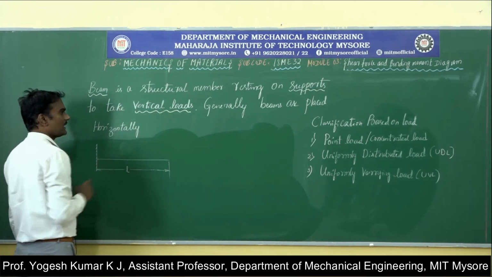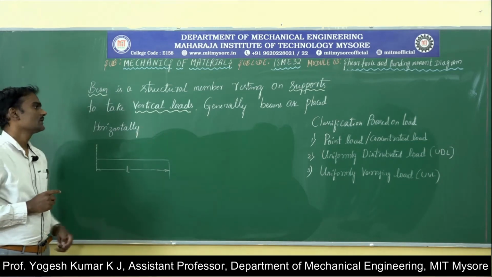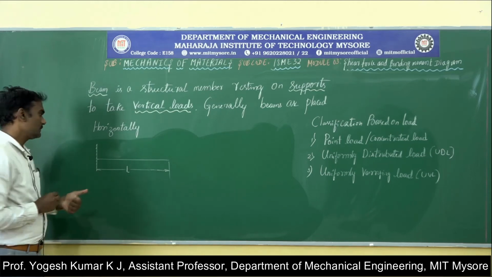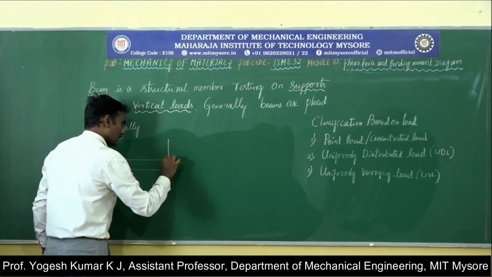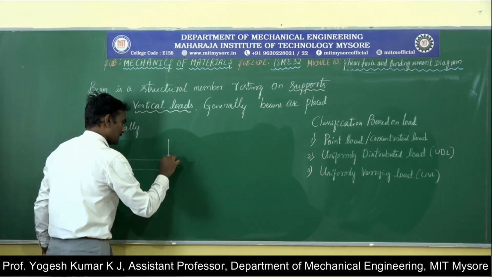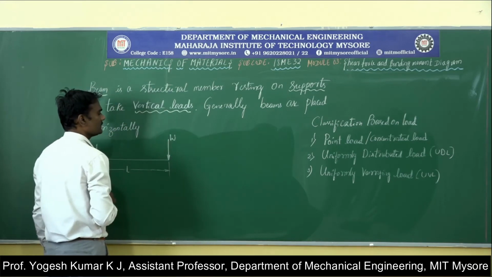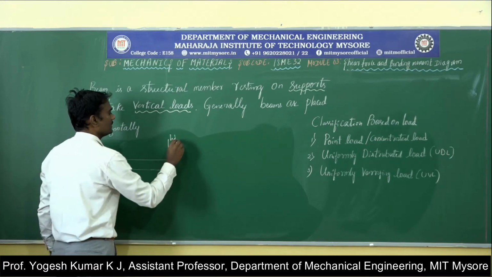Now we are focusing on the first type of load. What is the first type of load that we have? It is a point load or a concentrated load. This point load can be applied at the ends. The notation that we use to represent the point load is W.